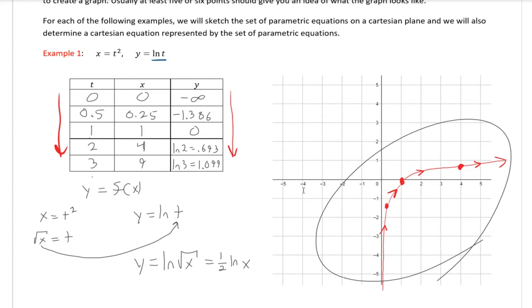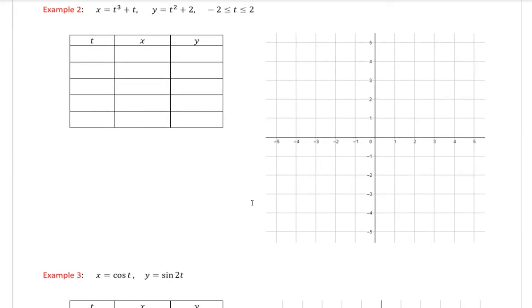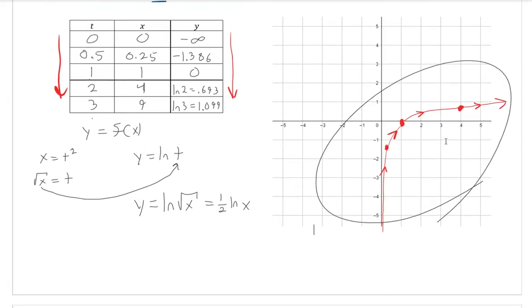The next few are going to be a little bit more weird. We have here in example 2, x equals t cubed plus t. y is t squared plus 2. And in this case, we actually have bounds on t. We have negative 2 up to 2. Note the previous one we did not have bounds, so that meant when we finished drawing our points, we continued where the line would go in both directions.